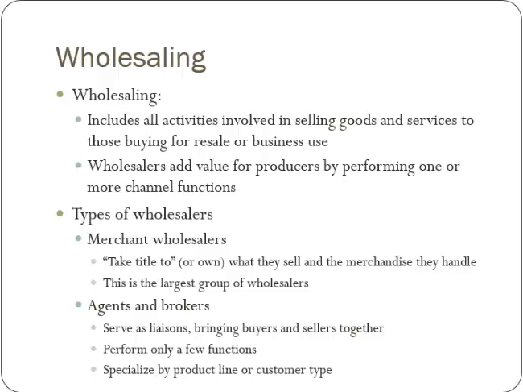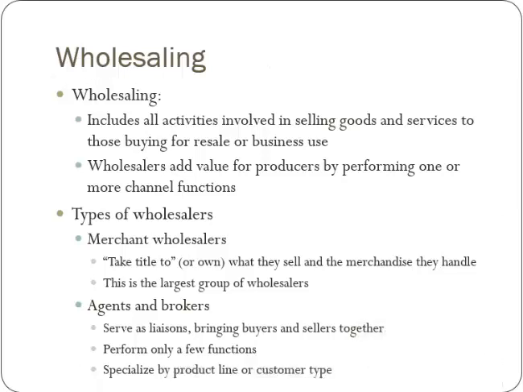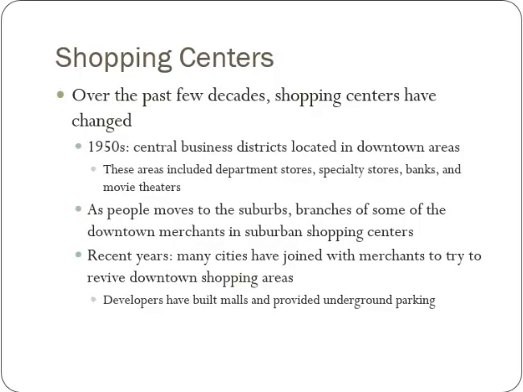Okay, then you have agents or brokers. Agents or brokers serve as liaisons. They don't really take control. They don't take ownership of the goods. Instead, they just facilitate the selling directly to the retailers. And they specialize by product or by a customer type. They may be book agents that facilitate the sale from the publisher to Barnes & Noble or something like that would be one example.